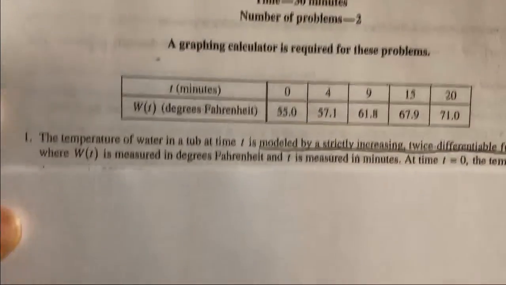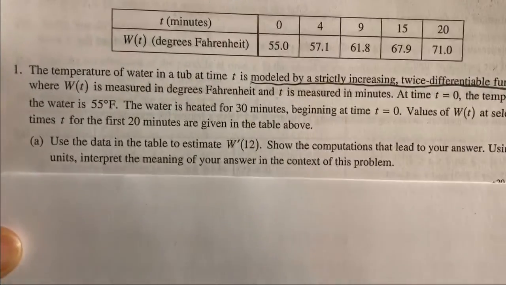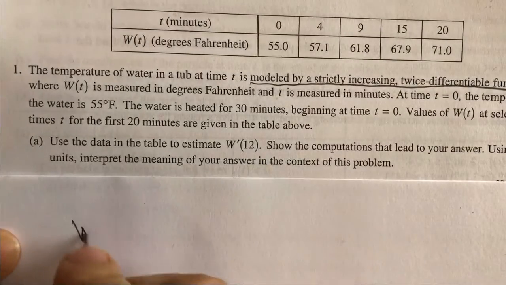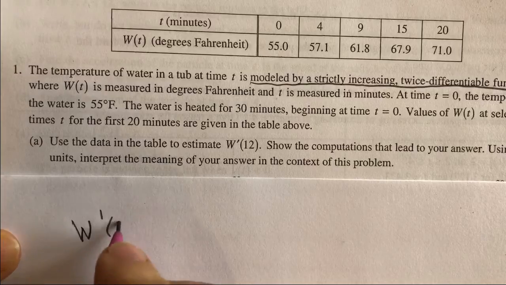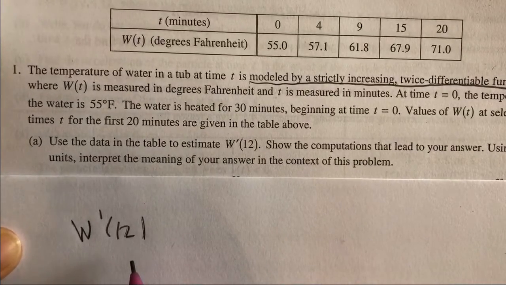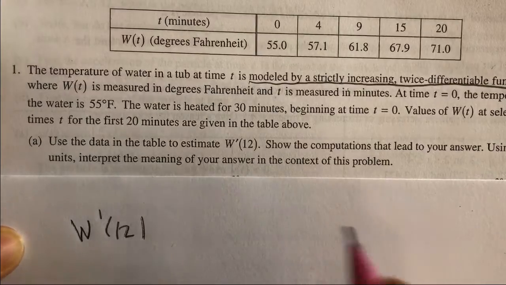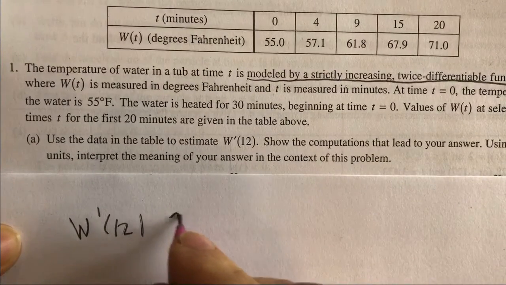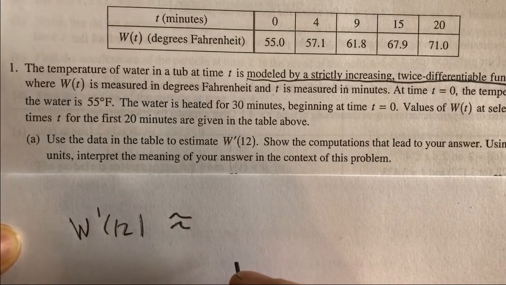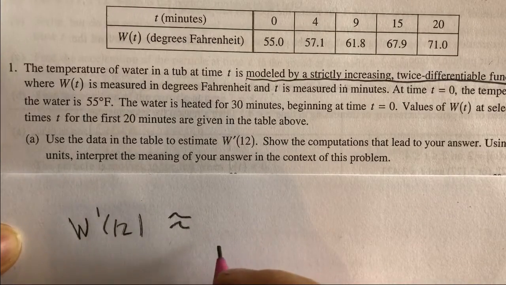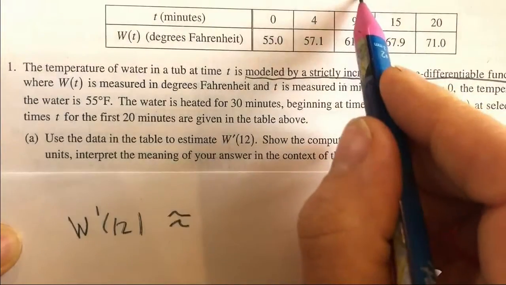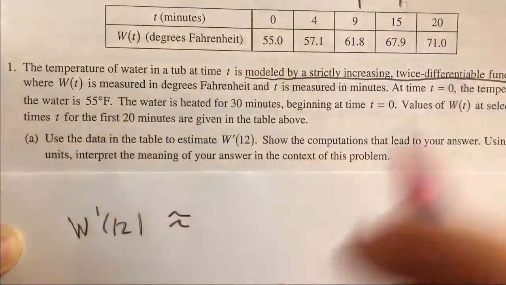Okay, let's get to our first problem. Using the data in the table, estimate W prime of 12, right? We know the derivative is the slope of the tangent at 12. Well, we can't do it. But if we can't get the derivative with a table problem, you approximate it with the slope formula, the slope of the secant. And the points you pick have to be as close to 12 as possible. So we'd have to use 9 and 15.